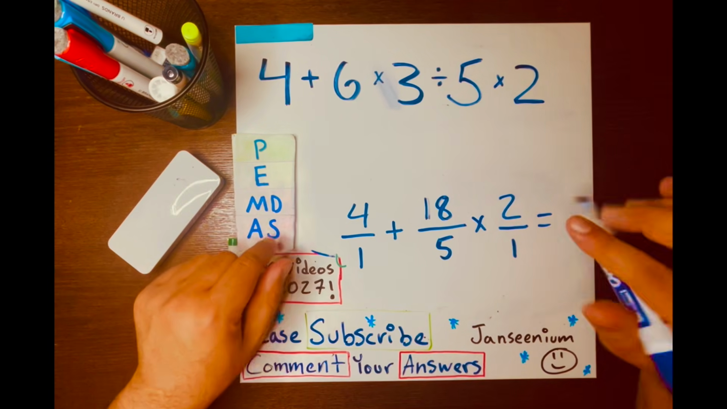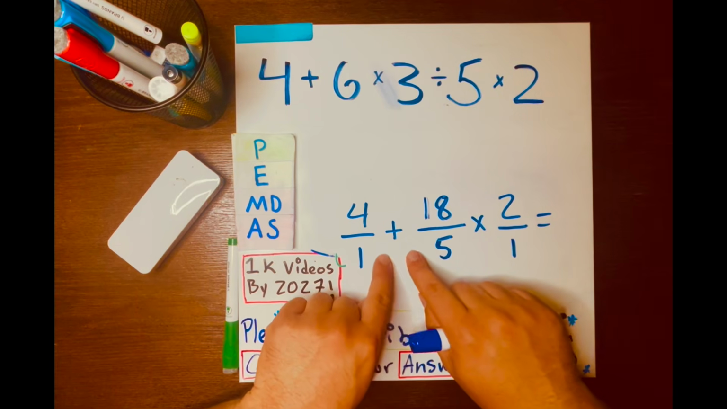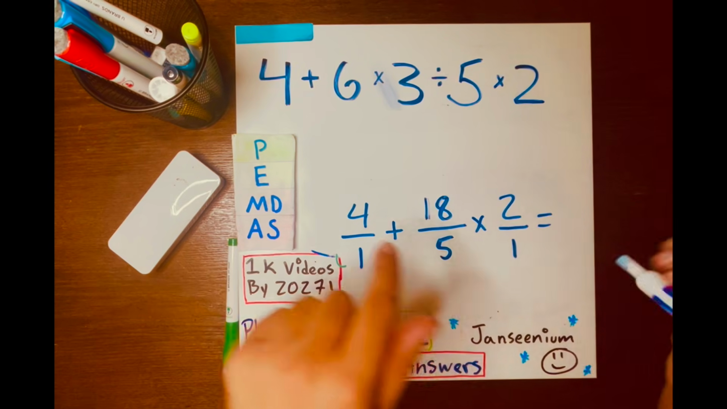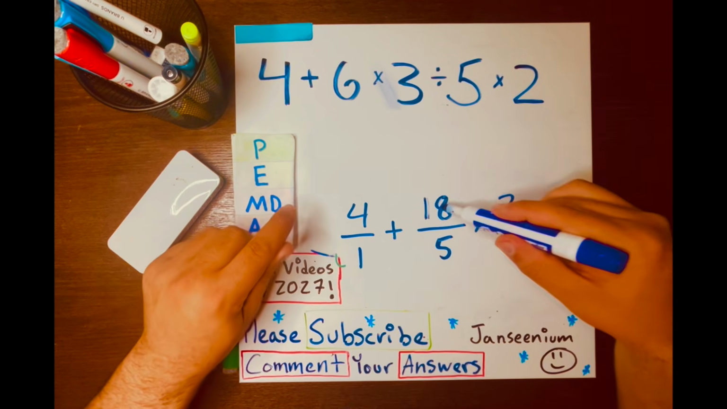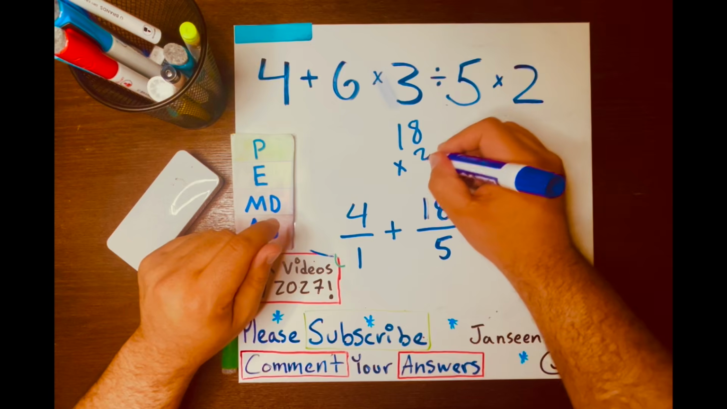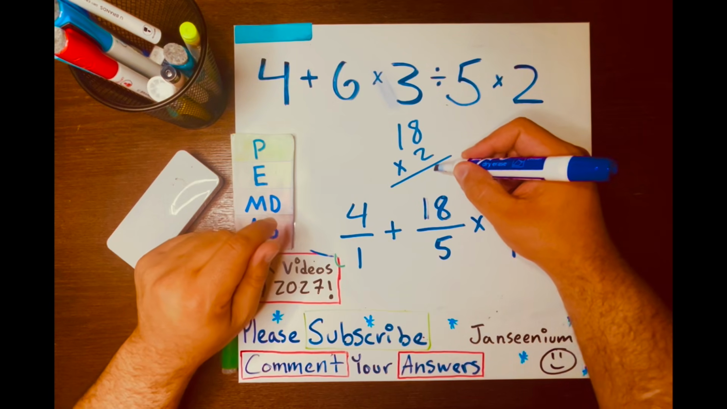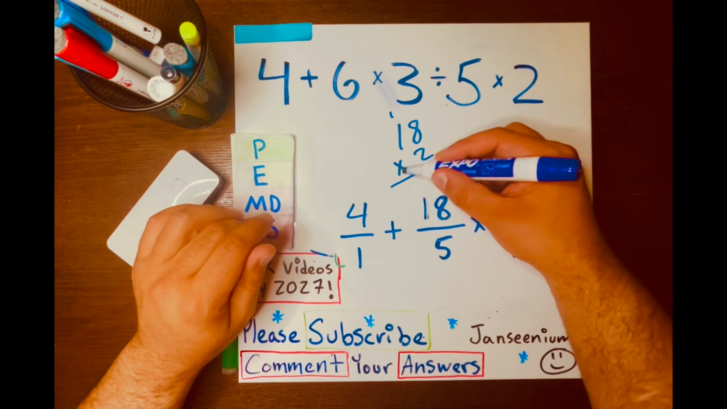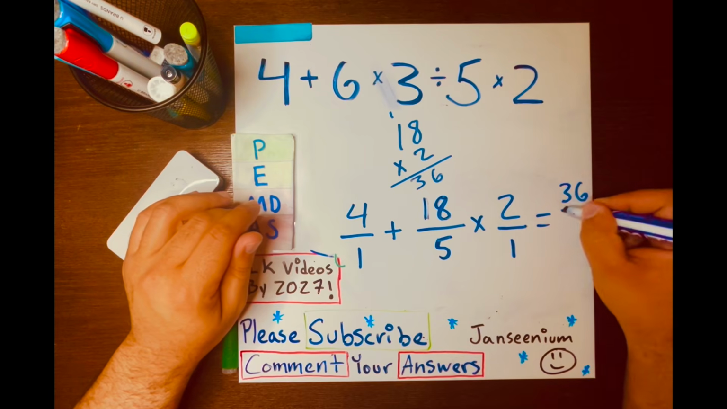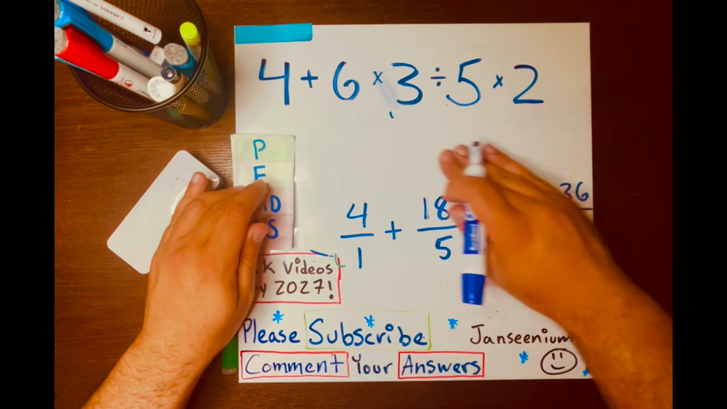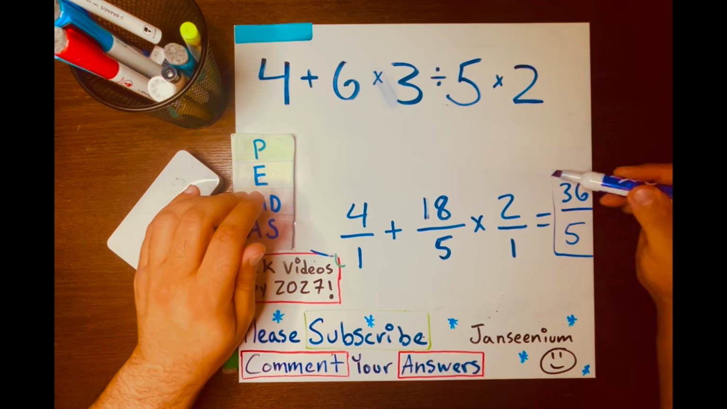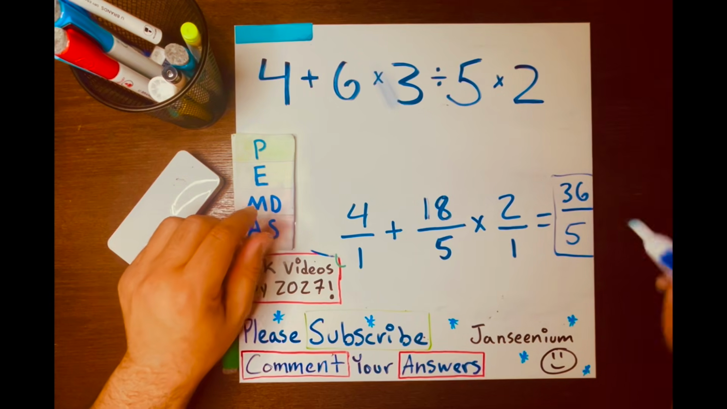And looking at PEMDAS, you do not start with addition. You will get the wrong answer. You start with multiplication. And so we just multiply across. So 18 times 2 is, so I'll write it up here, 18 times 2. 8 times 2 is 16. 2 times 1 is 2 plus 1 is 3, so it's 36. 36 over 5 times 1 is 5. And 36 over 5 cannot be broken down further, so this is it, 36 over 5.